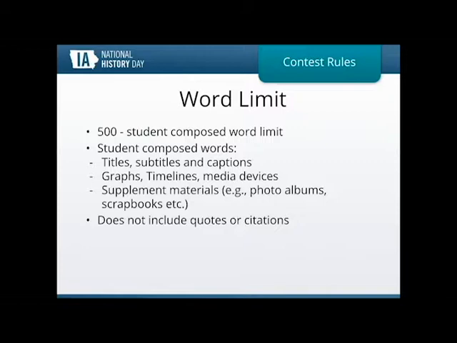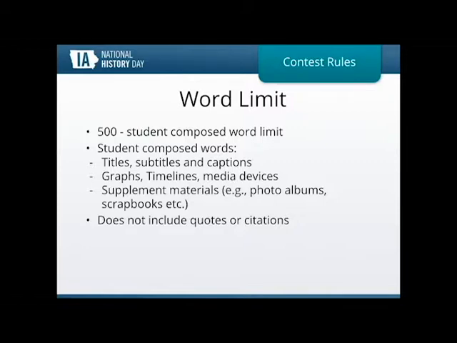And what you should do is reserve your 500 words of student composed words explicitly for analysis. So information, retelling of events, I would try and reserve that for quotations or for supplemental materials, because you don't necessarily need to be saying those things with your own words.